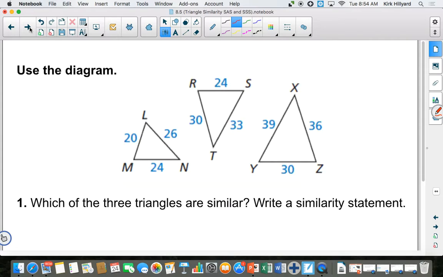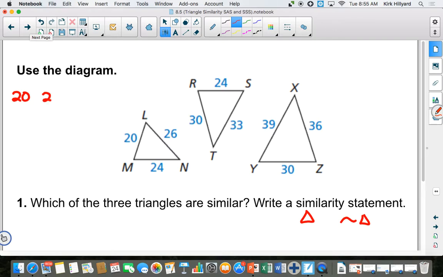Okay. Here it says, which of the 3 triangles are similar? And then they want you to write a similarity statement. A similarity statement is writing like triangle ABC is similar to triangle DEF or whatever. In this case, we're going to set up 2 proportions and check to see if they are similar, not congruent, similar. So on top, I'm going to put these 3 sides of this triangle in order of shortest to largest.